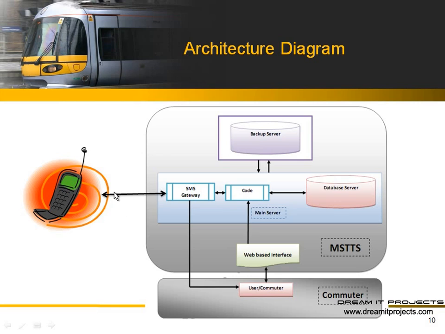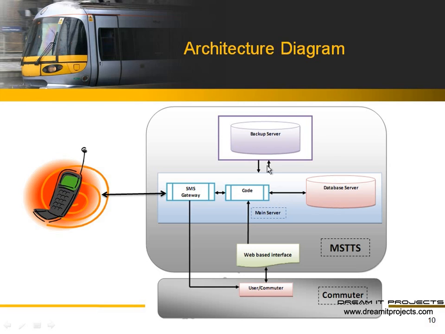So that's why it's a bidirectional arrow. Why is it bidirectional? Because the SMS will be coming from a user, MSTTS will be processing that SMS, and then again it will be sending a response back in the form of an SMS only. That's why it's two directional.